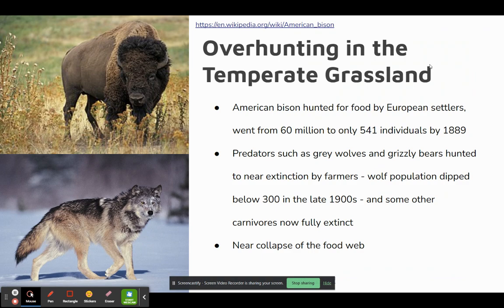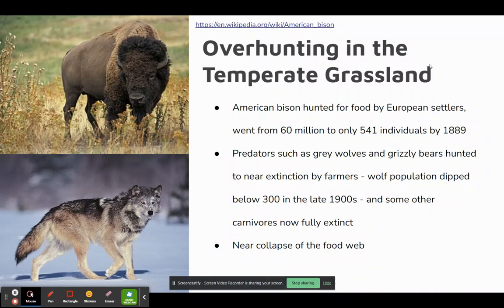Next, another environmental impact is overhunting in the temperate grasslands. So, an example of this was the American bison. There were 60 million before European settlers came, and then by 1889, there were only 541 individuals remaining. Now, that was for food, but also farmers afraid of their cattle or livestock getting eaten by predators can be seen through the gray wolf, which was hunted from thousands until it dipped below 300 in the late 1900s, and some other carnivores like the American lion are now fully extinct because of this.